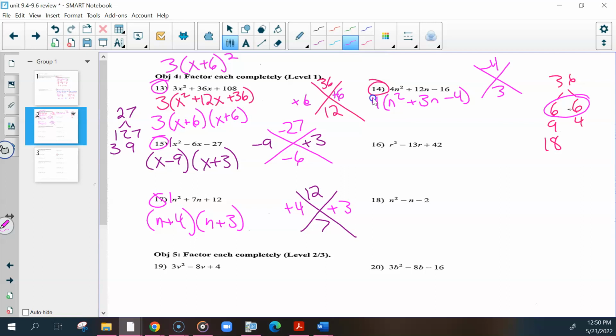Remember that one of your numbers is going to be 1 or -1. So what two numbers would multiply to be -4, but add to be 3? One of them has to be negative. -1 and 4. So your GCF will get brought down, and you can go right into your factors. So n plus 4 and n minus 1 would be your answer.